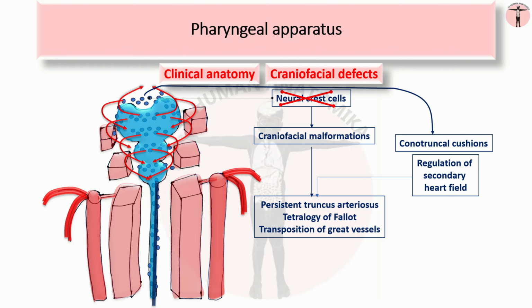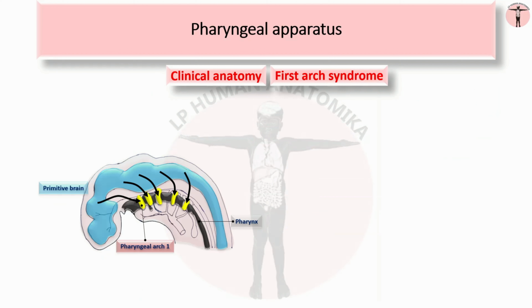Neural crest cells are a particularly vulnerable cell population and are easily killed by compounds such as alcohol and retinoic acid. First arch syndrome results from abnormal development of the first pharyngeal arch. It is caused by a lack of migration of neural crest cells into the first pharyngeal arch. Two main manifestations of first arch syndromes are Treacher-Collins syndrome and Pierre-Robin syndrome.